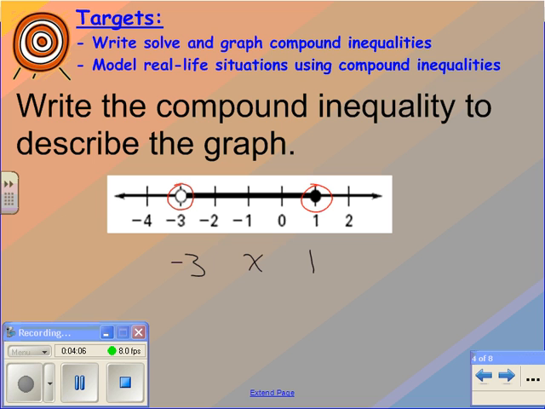So there's my x. Now the big question is, what inequality symbols do I use? First of all, an open dot tells me that I don't want to include equal to. So all I'm going to do is put -3 is less than x. And then on the right-hand side, I notice that I have a closed dot, so I'm going to say less than or equal to. And then that's my inequality statement: -3 is less than x, which is less than or equal to 1.